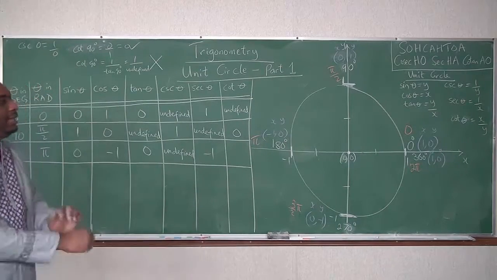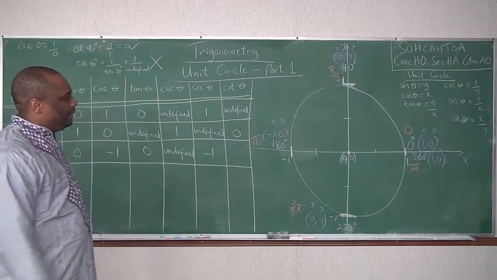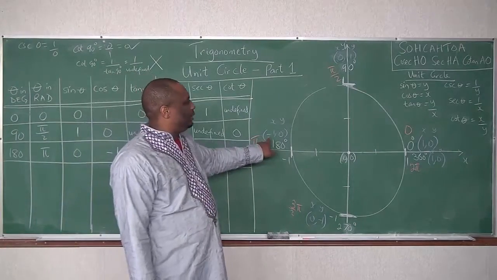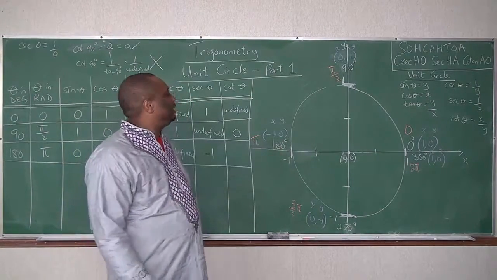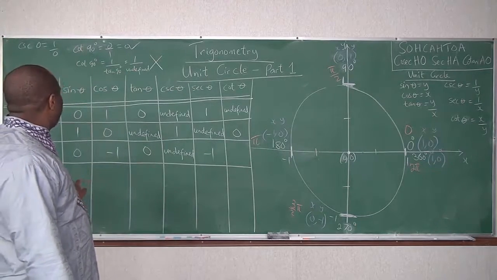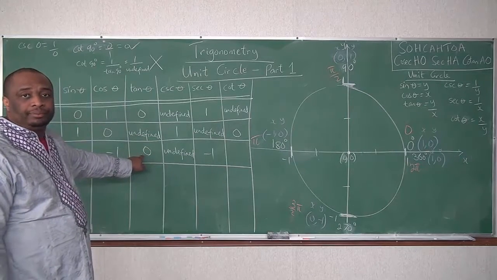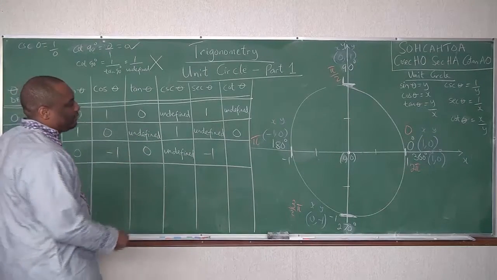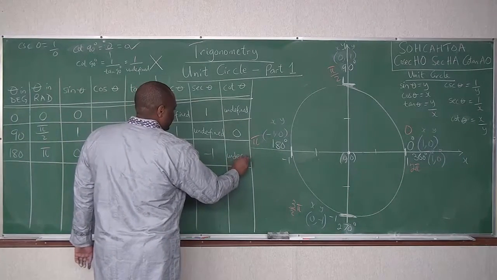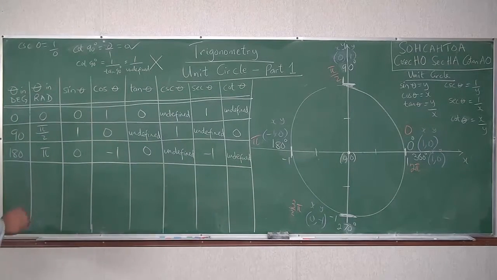And then cotan 180. Cotan 180 is x over y. So if we do x over y, we have negative 1 over 0. It is undefined. If we also do 1 over tan 180, it will be 1 over 0, which is still undefined. So we say it's undefined. You see that?